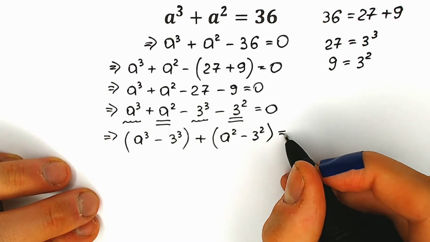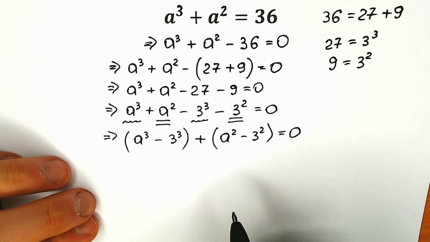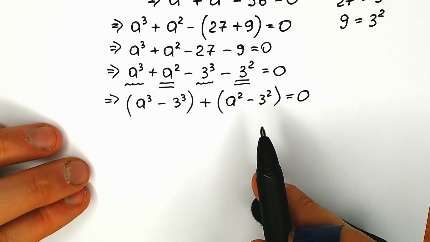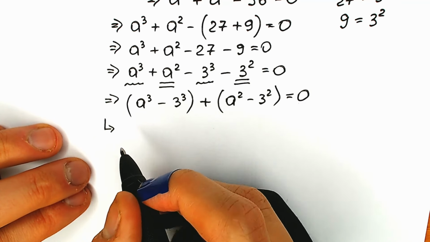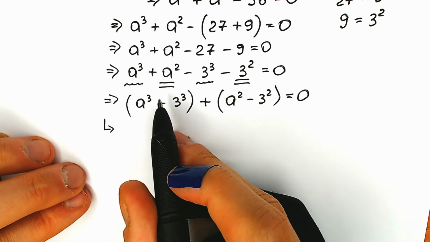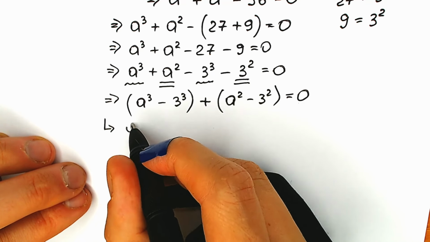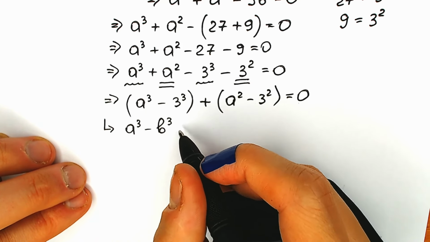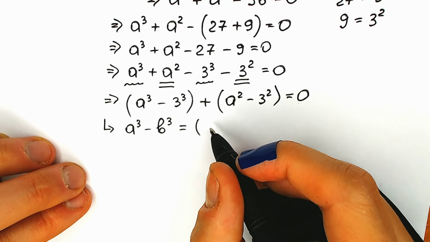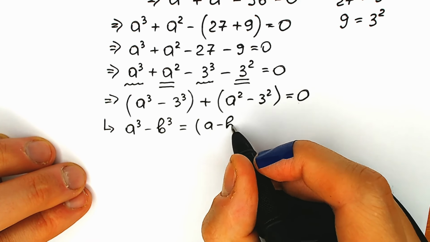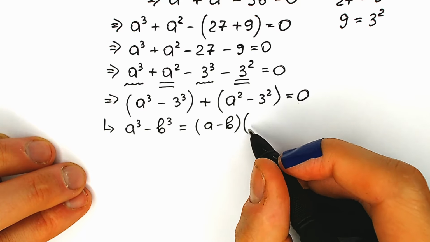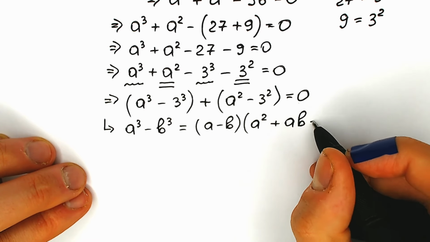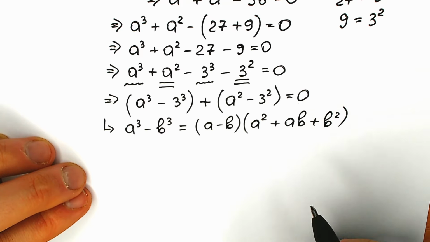Right now we need to know a basic algebra formula. Right here we have a difference of cubes, and right here we have a difference of squares. So let's remember both formulas. First, the formula for a cube minus b cube. This formula looks like this: we have a minus b in the first parenthesis, and in another parenthesis we have a square plus ab plus b square. So this is our first formula.